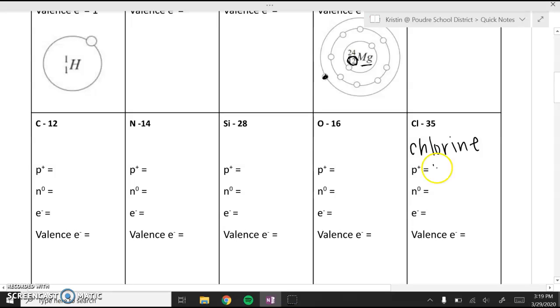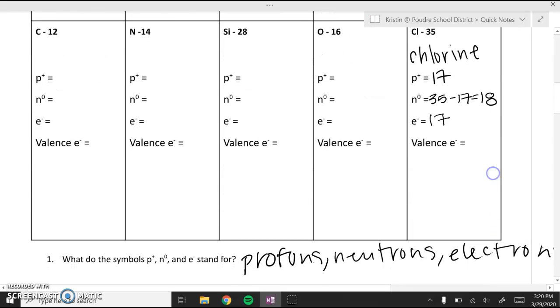Chlorine is number 17. So 17 protons. We'll do 35 minus 17 to get 18 neutrons. And then for our electrons, because there's no charge, this is neutral, my protons are always going to be equal to my electrons in this example. So I have 17 electrons. Then I need to draw my Bohr model to figure out my valence electrons.